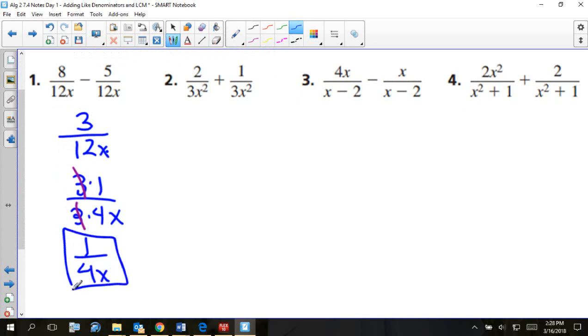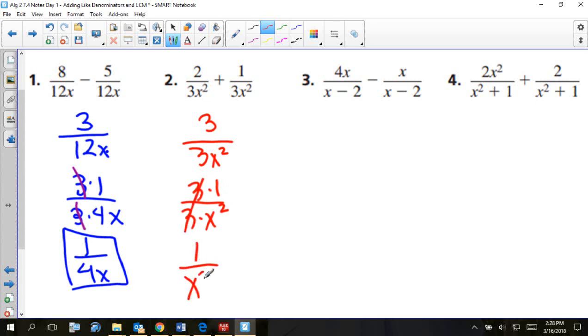Number 2, same denominator, 3x squared. On top, 2 plus 1 is 3. Does anything factor? With monomials, with one term, we just pull the sum apart. 3 times 1, 3 times x squared, or x times x. And we'll have 1 over x squared. That's the rules of factoring monomials. It's different when you get to binomials.